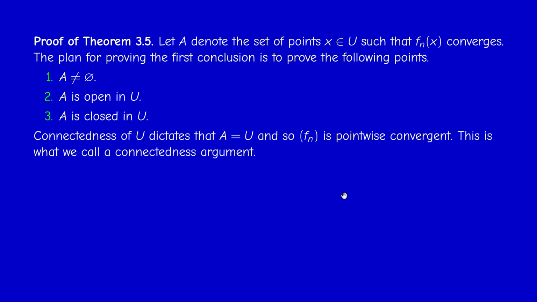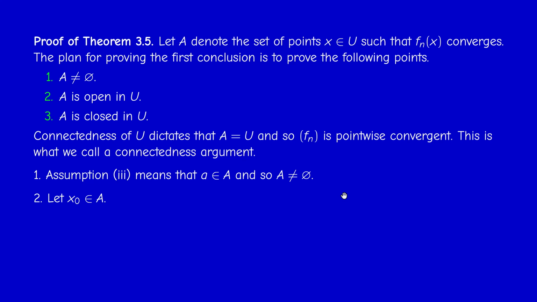Okay, now the first point is trivial because by assumption 3, for small a, Fn of a converges. So this is why we need at least one point where Fn is convergent. Okay, so Fn of a is convergent, so small a belongs to capital A, and therefore capital A is not empty.